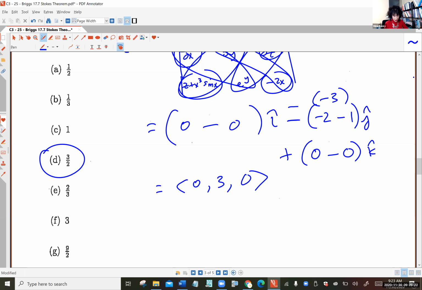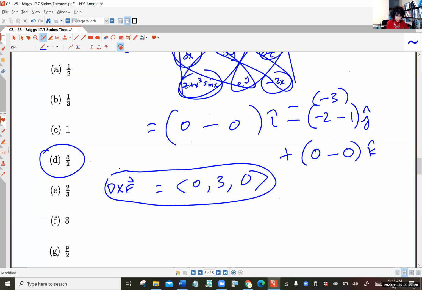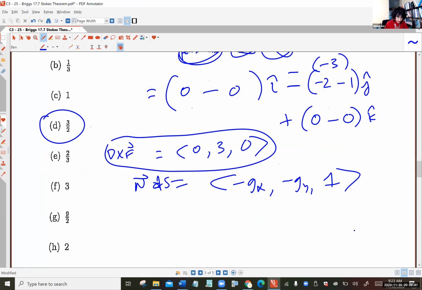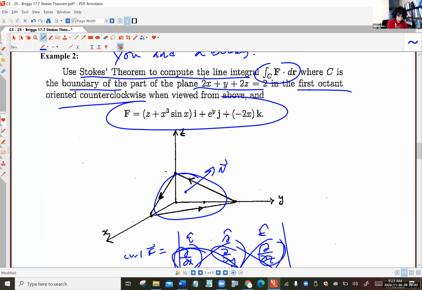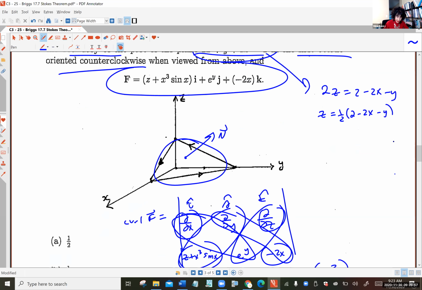So if you did your curl okay, this is your curl, right? So I'll give you 1 point out of 50 if you got that far. Woohoo! Congratulations. Now what? You need to get your unit normal vector, the n dS portion, which is essentially negative gx, negative gy, 1. But what's our little g? Well, they gave you that plane equation. So if you solved it for z by first subtracting 2x and y from both sides, and then multiplying both sides by a half, there's your little g.